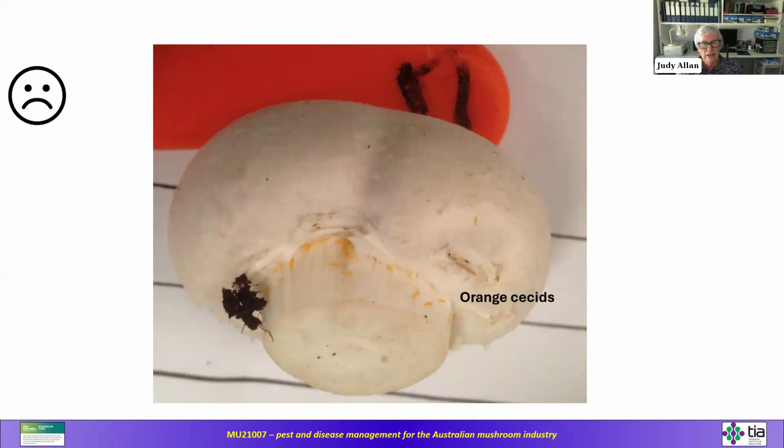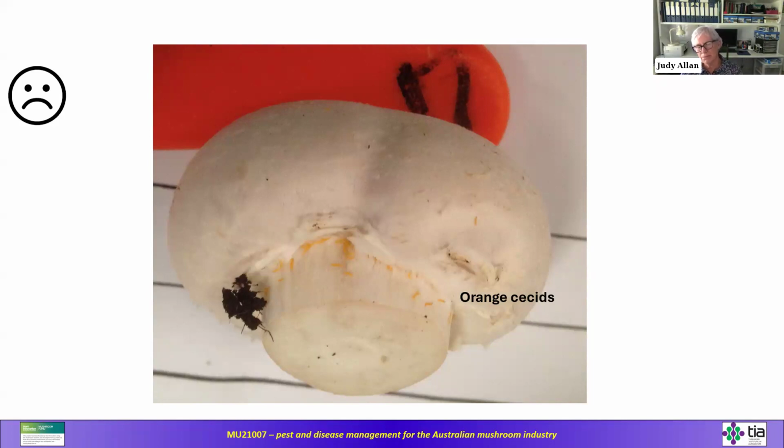Those orange little grubs, they're larvae. They're called orange cecids. They make the mushrooms unsaleable too. They're normally associated with peat storage, because they have a life cycle and they spread around as adults, and then they express on the mushrooms. And you can see that that's a knife handle behind, so they're pretty tiny.